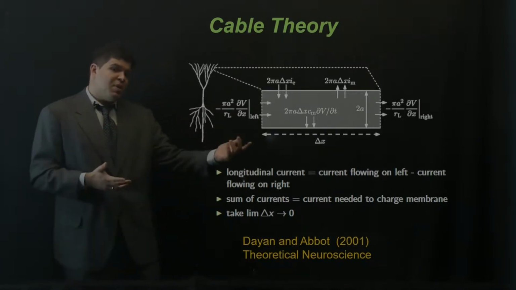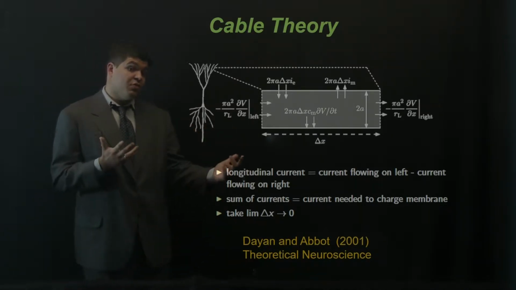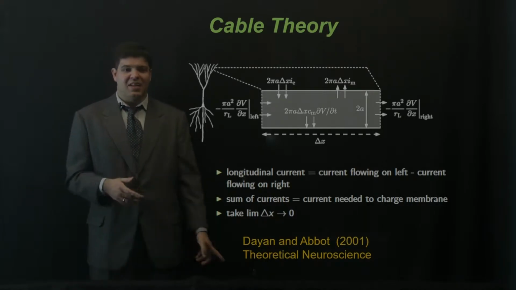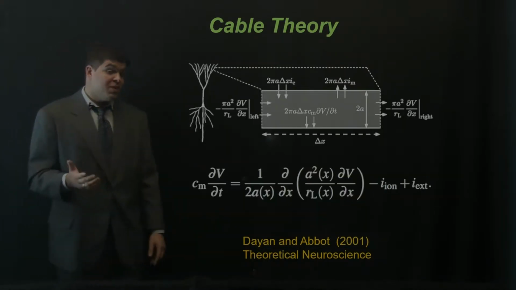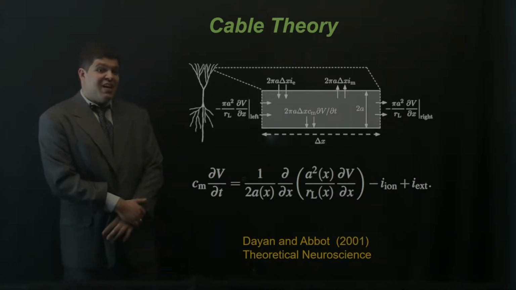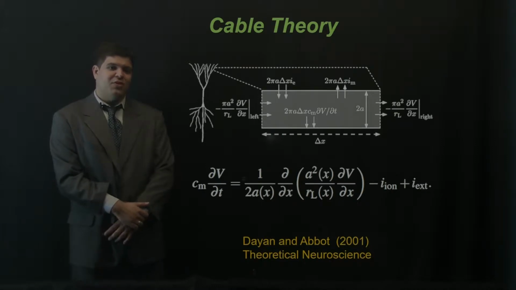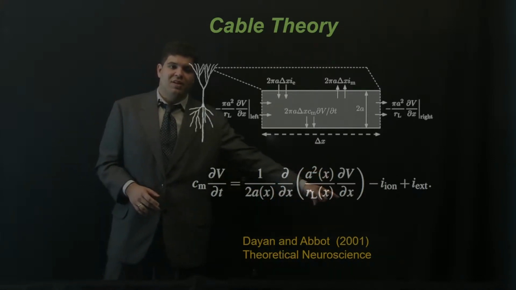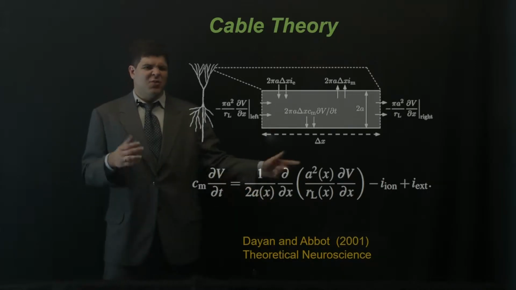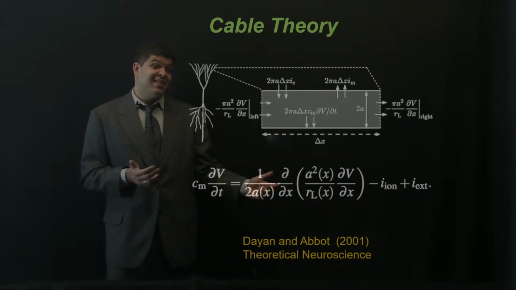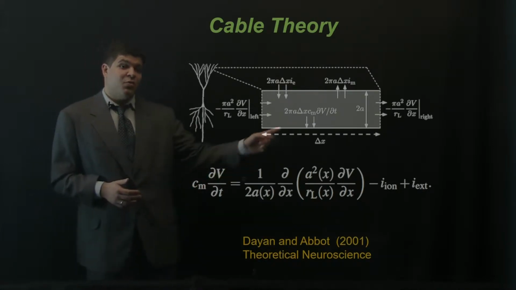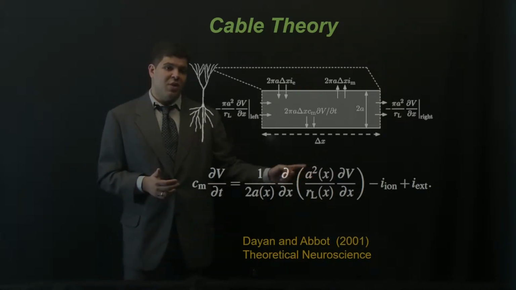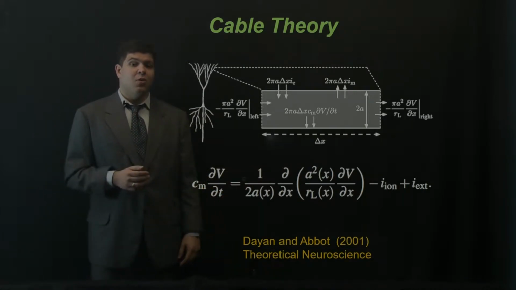Okay, so this is the basic conservation of current equation, and then you take the limit when delta x goes to 0, and you can look at Dayan and Abbott for the details, and you will obtain some version of an inhomogeneous heat equation, but for the voltage. Here you have dV/dt, and this is kind of like the heat equation. Here you have the first derivative in x, here you have a second derivative in x, so this is roughly d2V/dx2, except that this is inhomogeneous because we have a possibly varying radius. So a(x) is varying here, so we have this inhomogeneous spatial operator right here.